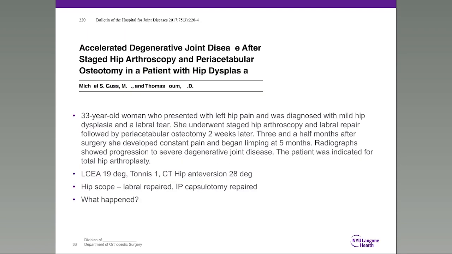And with that, I'm going to just show a quick last case. This is my own case. I had a 33-year-old woman who had left hip pain. She had dysplasia and a labral tear. So I thought I did the right thing. I would fix the labrum, and I planned to stage a PAO with a surgeon at NYU.